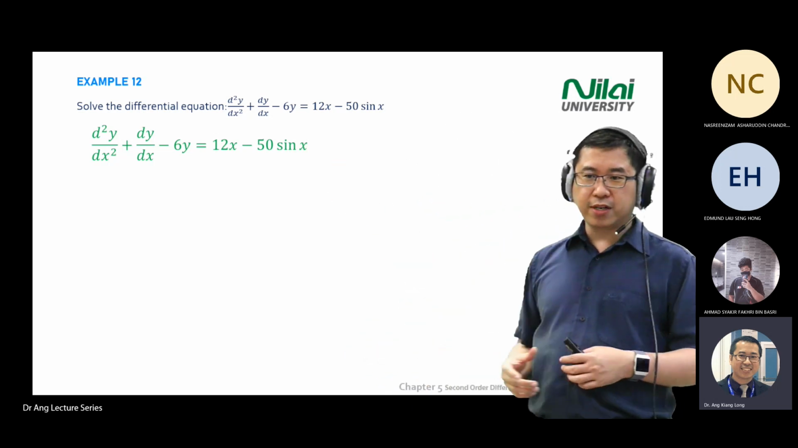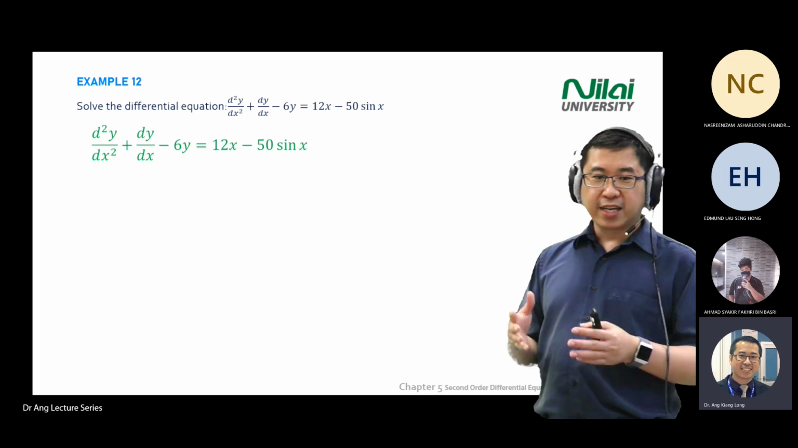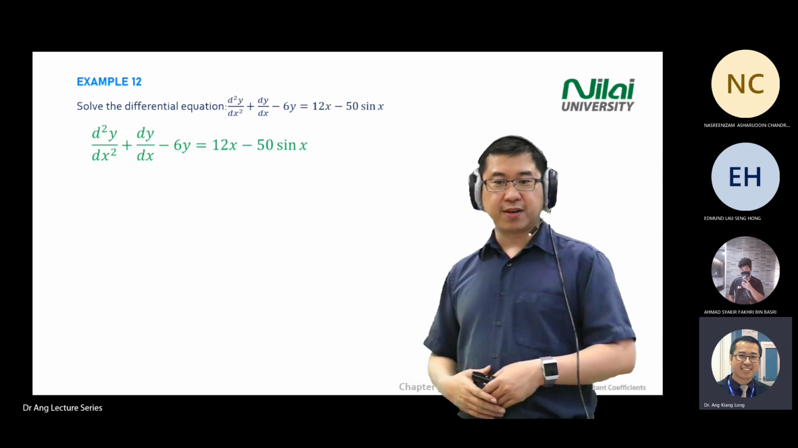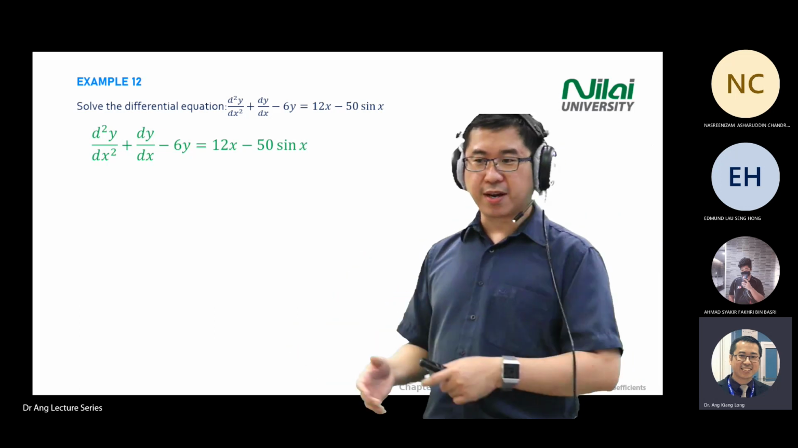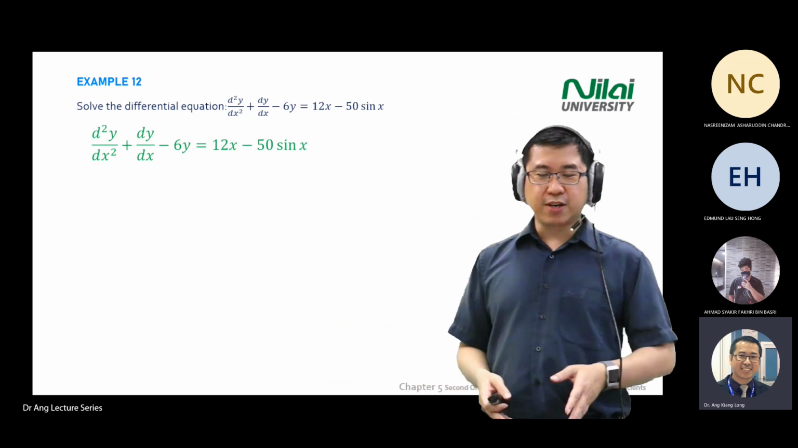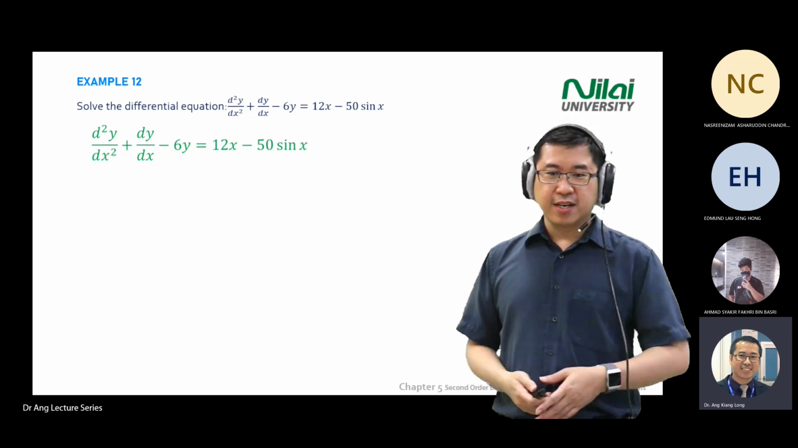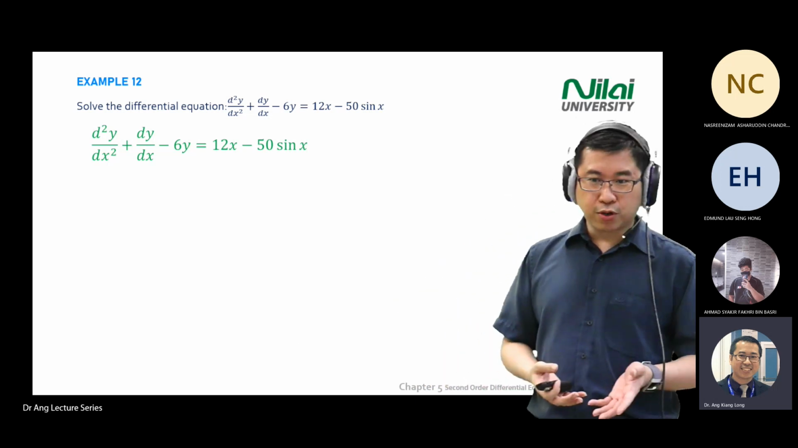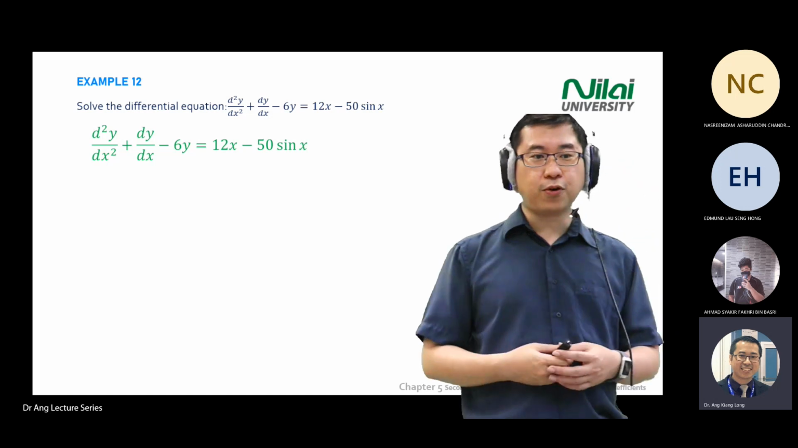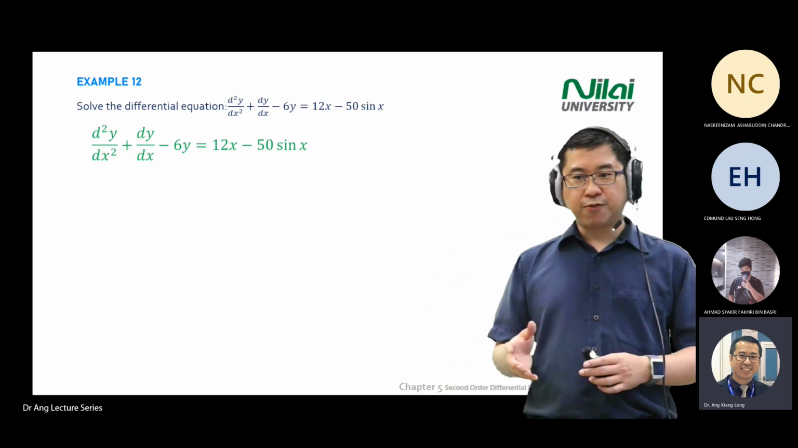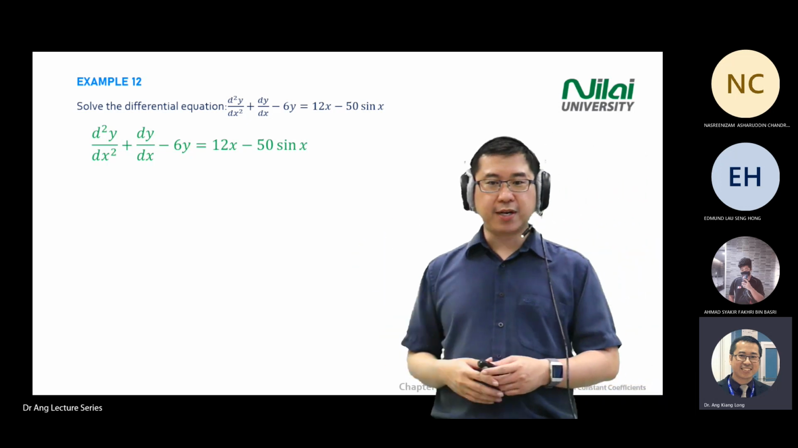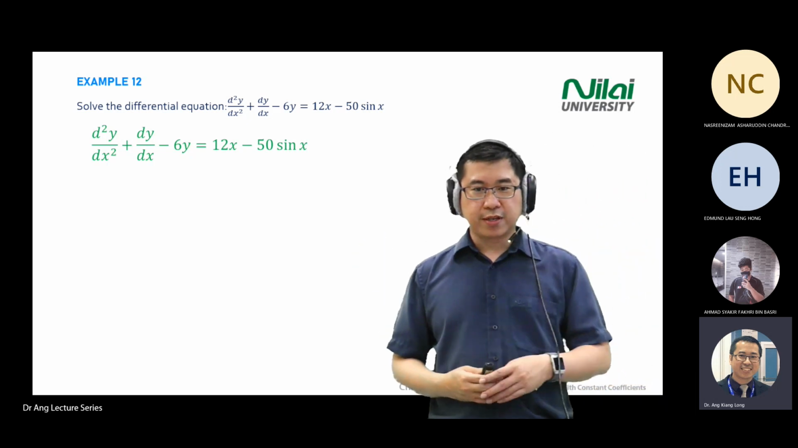For this kind of question, the final answer will be y equal to u plus v. How to find u? How to find v? So you divide this kind of question into u and v. First part, solve for u like the way you solve for homogeneous. Then after you solve for u, you refer to the table to solve for v.